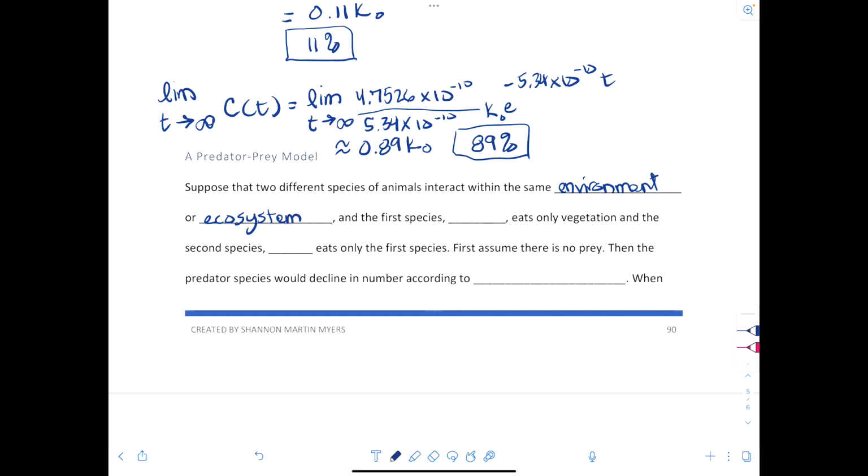And the first species, call it X, eats only vegetation. And the second species, call it Y, eats only the first species. First, assume there's no prey. Okay, then the predator species would decline in number according to dx/dt is equal to negative a times x, where a is greater than 0.